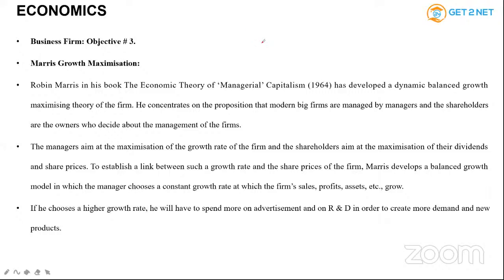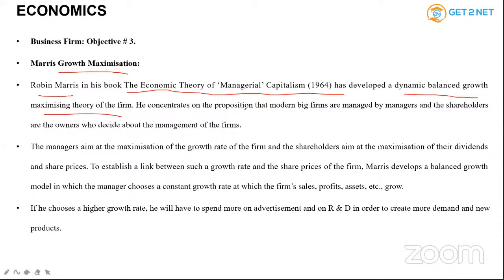Okay. Next is growth maximization, another important objective of a business firm: growth. Now, who had given it? Robin Marris. उन्होंने दिया था growth maximization का concept. कहाँ पे दिया था? The Economic Theory of Managerial Capitalism. 1964 में उन्होंने एक balanced growth maximizing theory develop किया था.